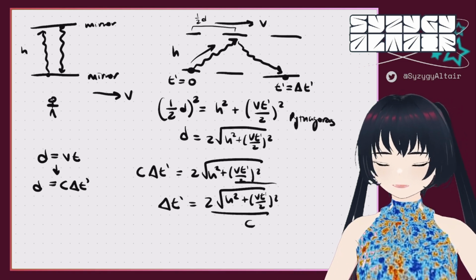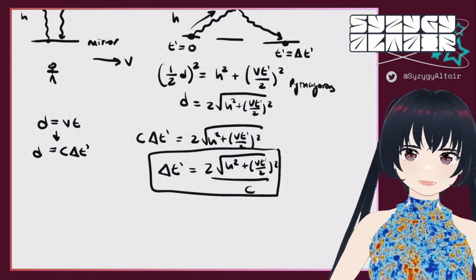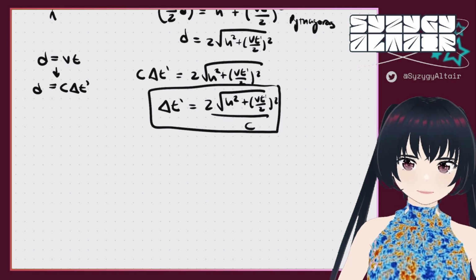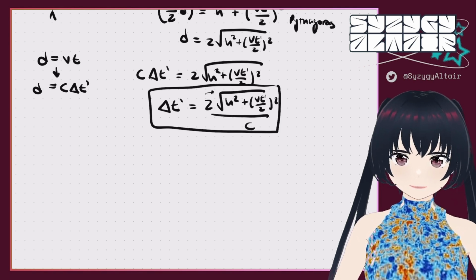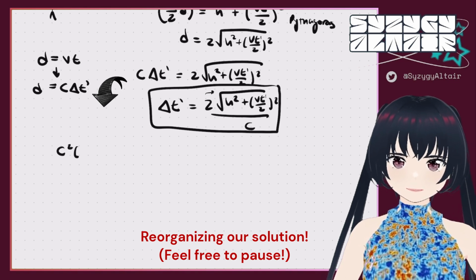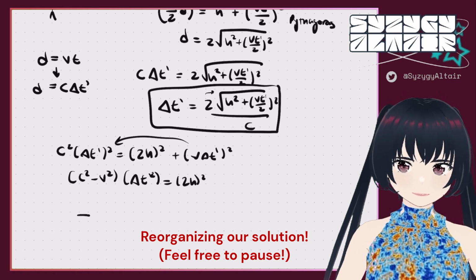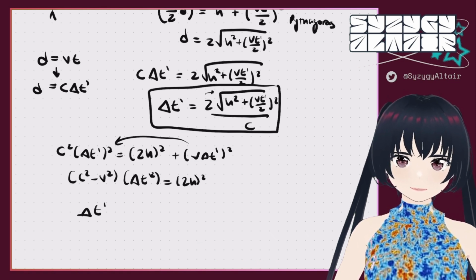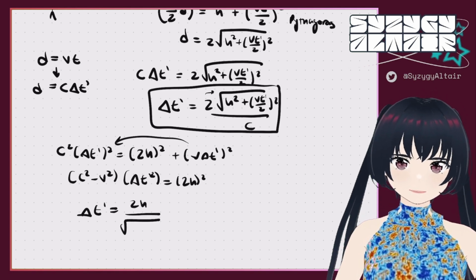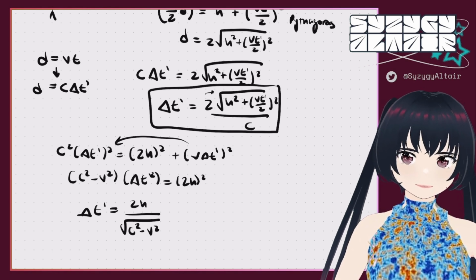Okay, that's a lot of mumbo jumbo math. Let's actually simplify this into a form that we can identify. Let's first distribute the 2 into the square root, and then undo the square root, group the delta t prime squared terms together, and then we can solve for delta t prime to be 2h over the square root of c squared minus v squared. Now this still isn't quite intuitive, so let's take out the c here.